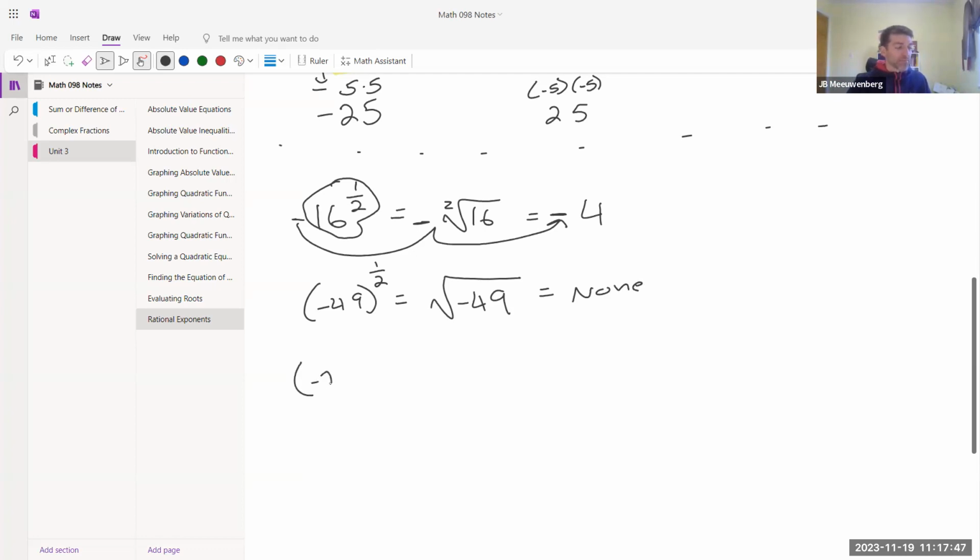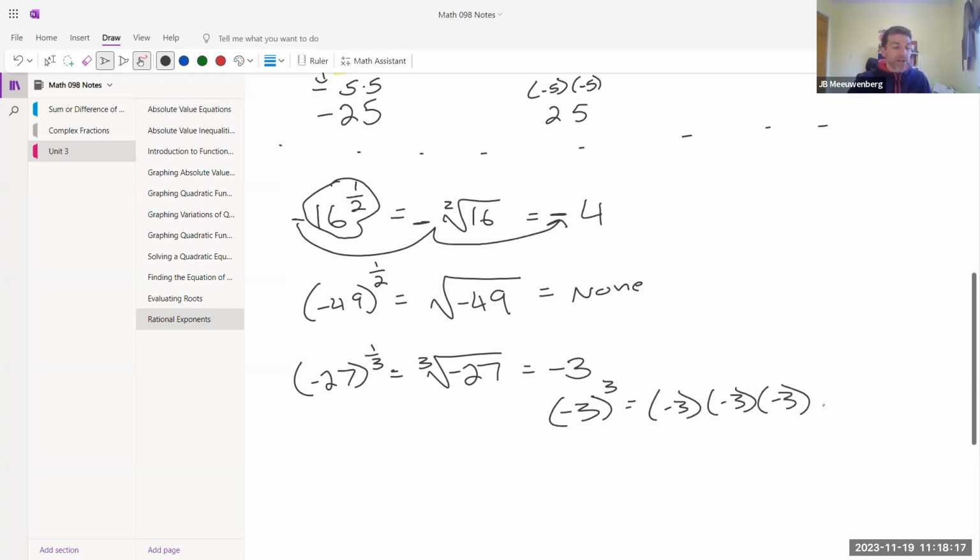Now, could we do this? Pause and see if you could take the negative number negative 27 to the 1/3. See if you could do that. That's really asking you, what's the cube root of negative 27? And in this case, the answer is, yeah, it is a number. It's negative 3. Why? Because negative 3 to the third power is negative 3 times negative 3 times negative 3, which is a negative times a negative times a negative, which is negative 27.